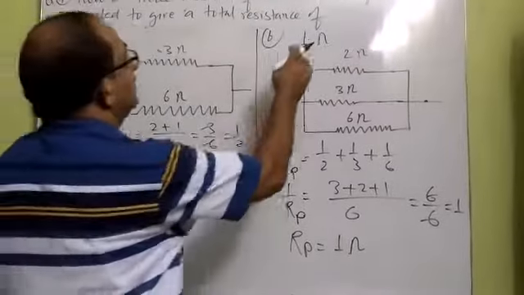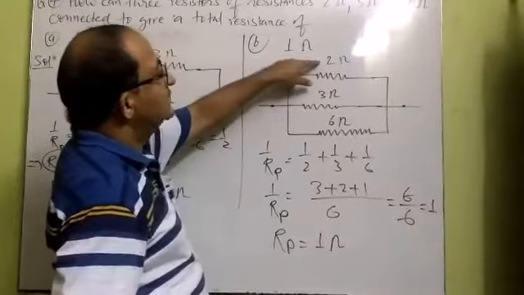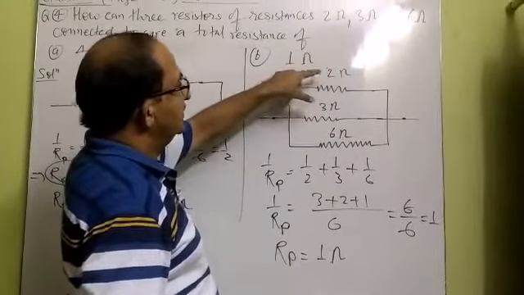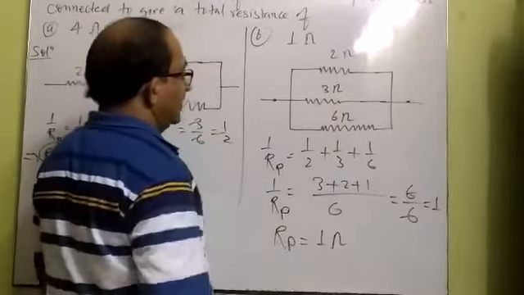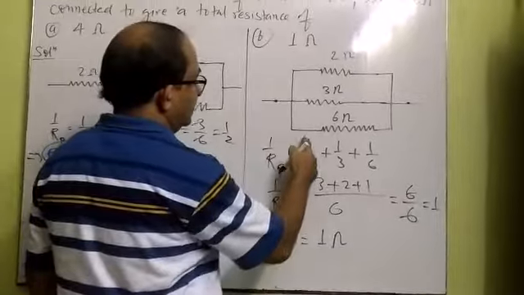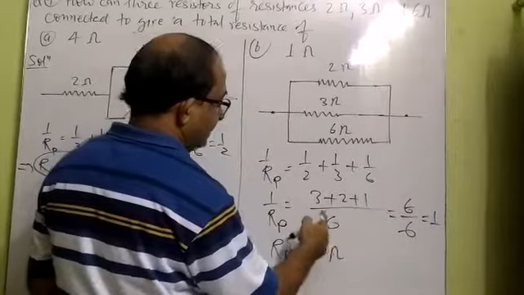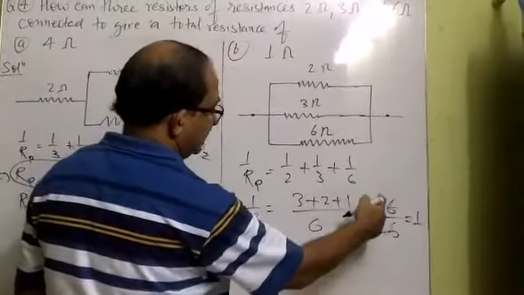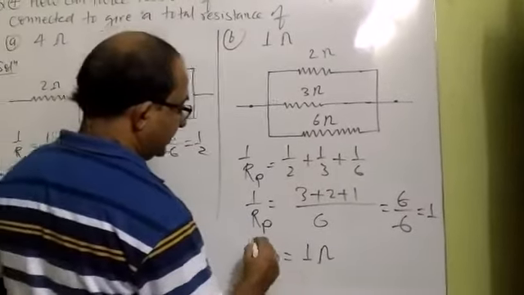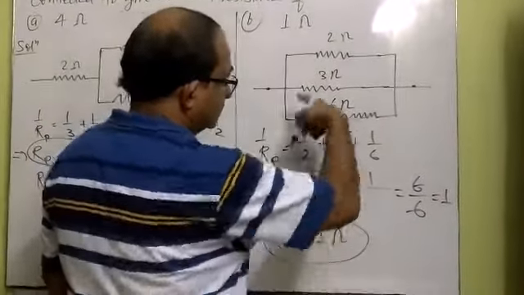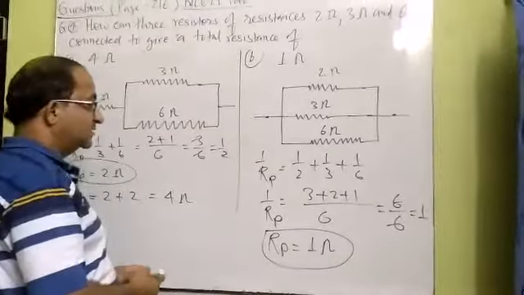Second part, we want the equivalent resistance of all three as 1 ohm, which is smaller than even the smallest resistance. This is only possible when all three resistances are connected in parallel. So we can apply the formula 1 upon Rp is equal to 1 upon 2 plus 1 upon 3 plus 1 upon 6, since all are connected in parallel. So 1 upon Rp, with 6 as LCM, is 3 plus 2 plus 1, 6 by 6, which is equal to 1. So the reciprocal of 1 upon Rp is Rp, and Rp is equal to 1 ohm. So this is the combination by which we get the equivalent resistance of all three resistances as 1 ohm.